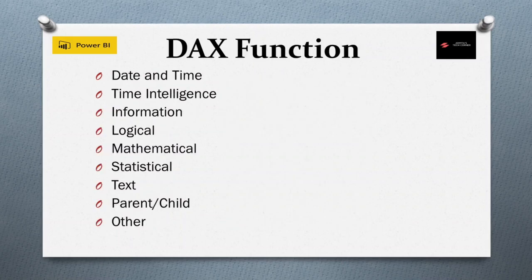Okay, next go to the DAX functions. How many categories of DAX functions do we have? Date and time, time intelligence, information, logical, mathematical, statistical, text, parent and child, and different other functions also. We'll learn more about all those function categories in our next videos.